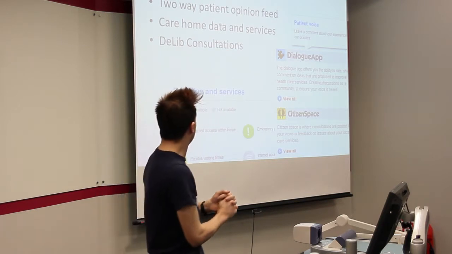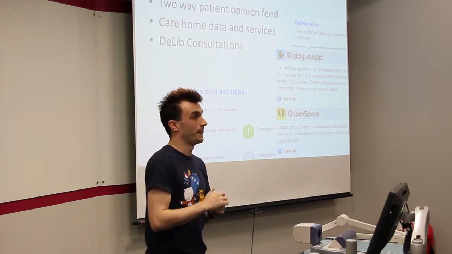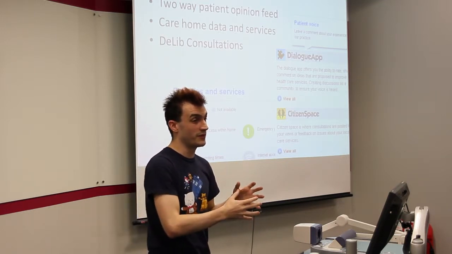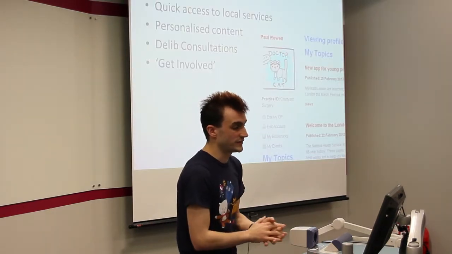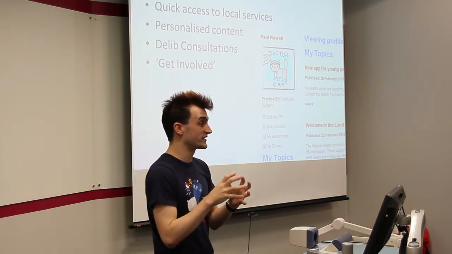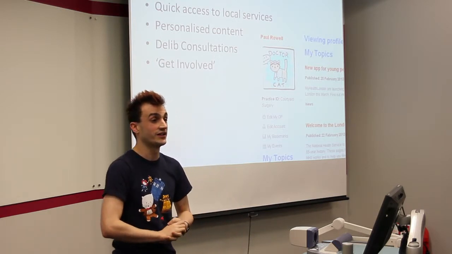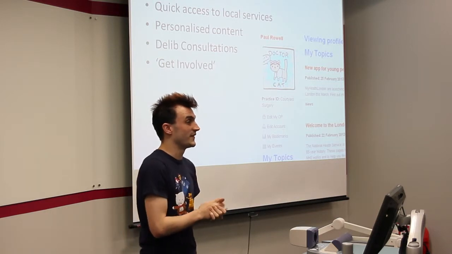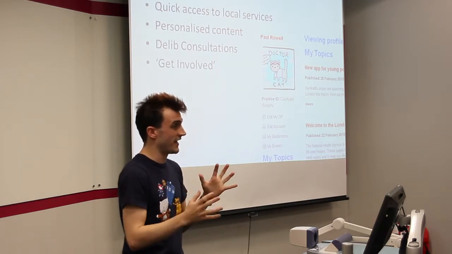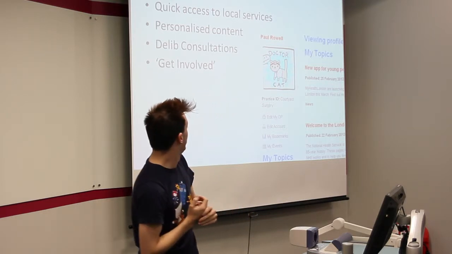Another recent thing we've done is Delib consultations. Things like Dialogue App and Citizen Space are a way for a company to open up ideas and suggestions to the public. Some of the things we did is give them quick access to local services via the super maps on a smaller scale on their profile page, and personalised content, so when they register or edit their profile, they can tag particular health issues they're interested in, such as dementia, young people, sex, and then news, events and features will be pulled through onto their profile feed.